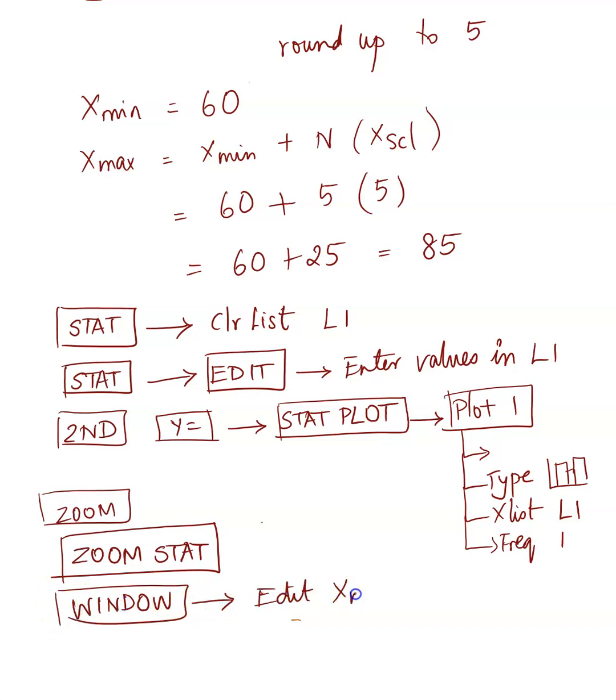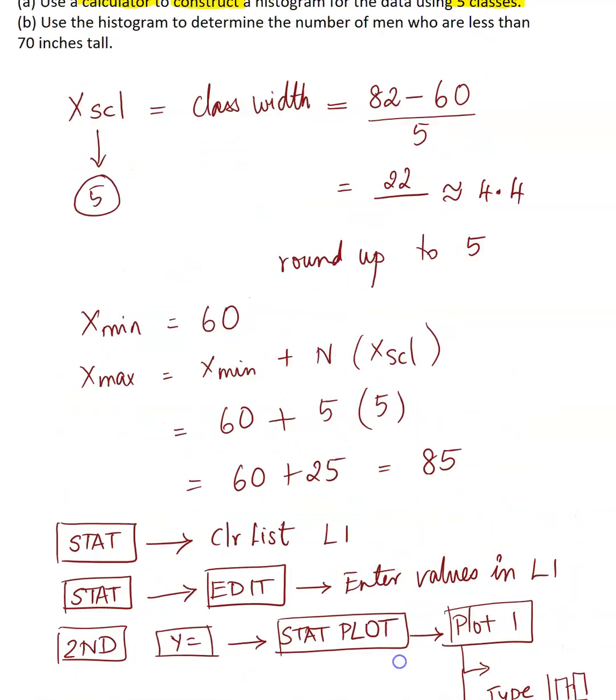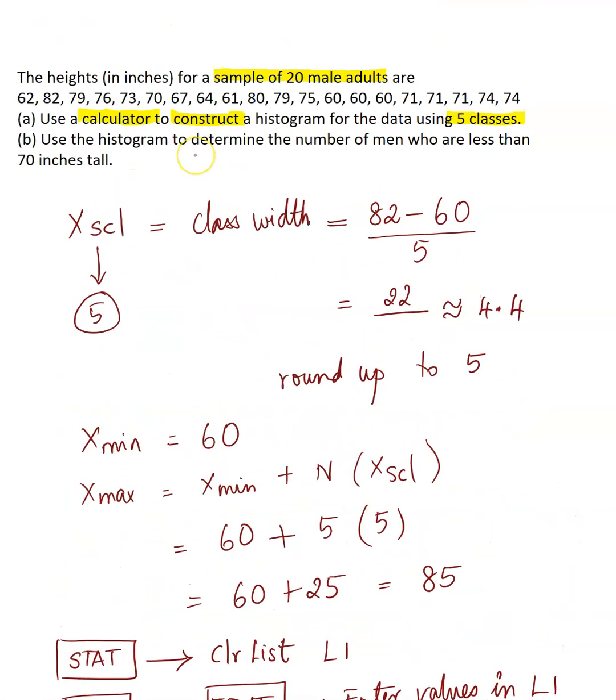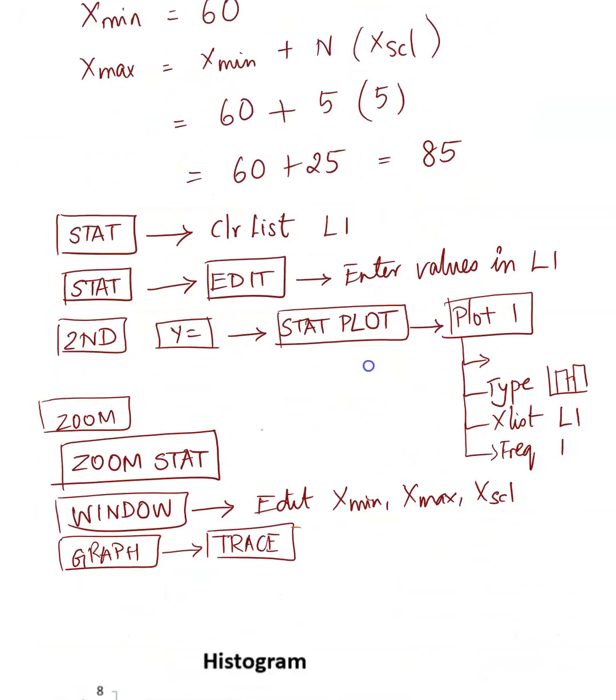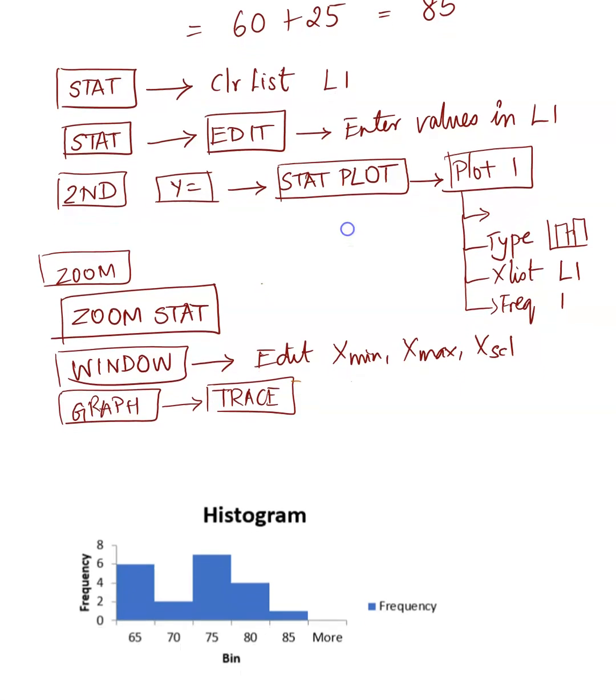So in window, you'll edit Xmin, Xmax, and Xscl. And then go to graph, and then to trace. But anyway, the first part is to do the graph, because they wanted us to use a calculator to construct the histogram for the data using 5 classes. When you do this, your graph should look like this.